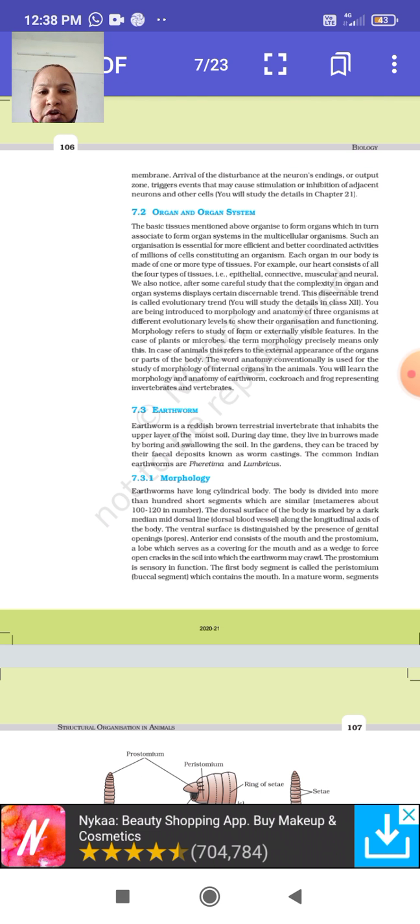the moist layer. Now during daytime they live in the burrows made by boring and swallowing the soil. In the gardens they can be traced by their fecal deposits known as worm casting. Now the fecal matter of earthworm is known as worm casting. It is very important as it increases the fertility of the soil, because it contains many important nutrients which are required by the plants. Now the common Indian earthworms are Pheretima and Lumbricus. So these are the scientific names of earthworm, that is Pheretima and Lumbricus.